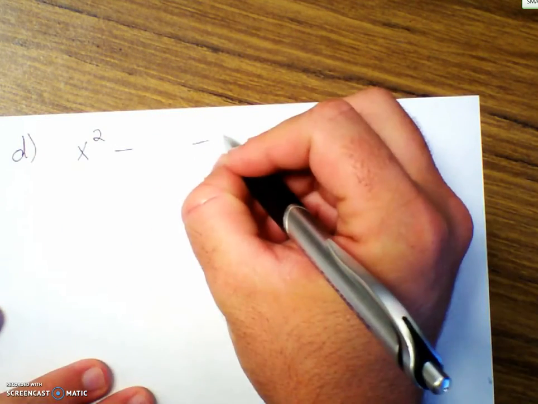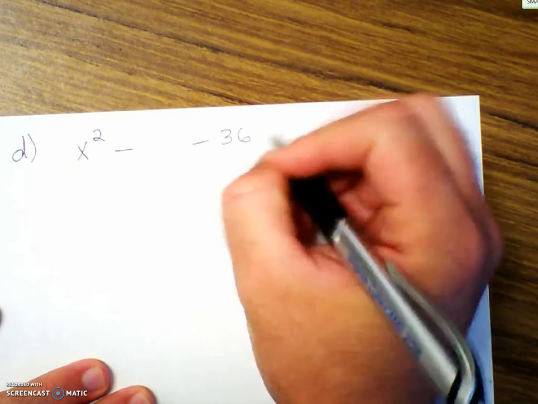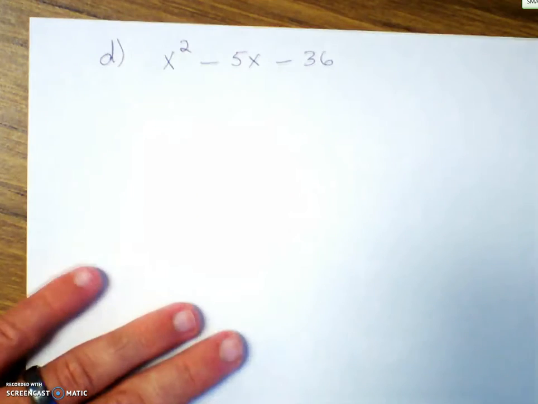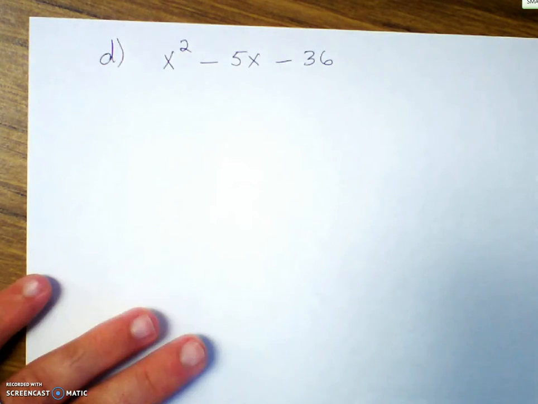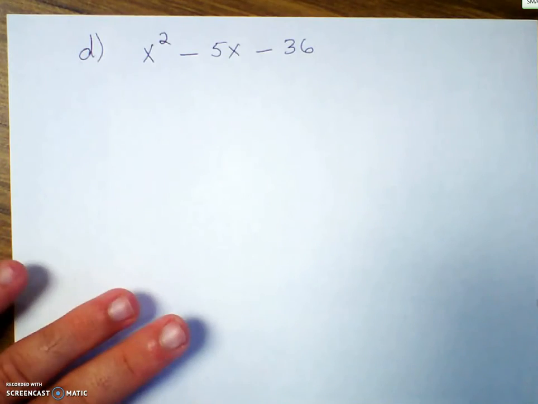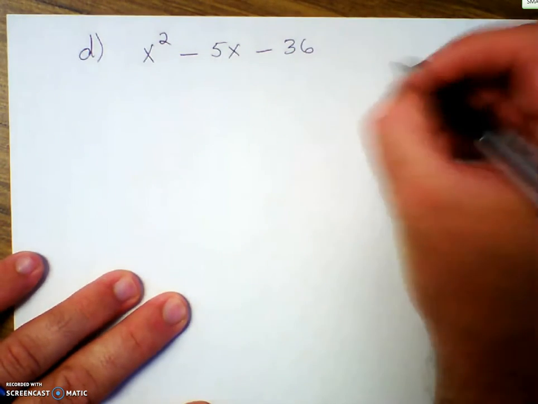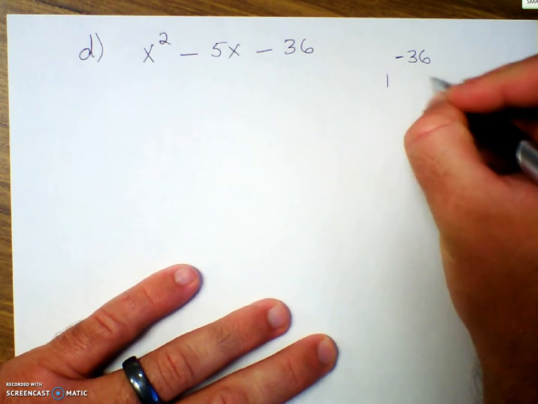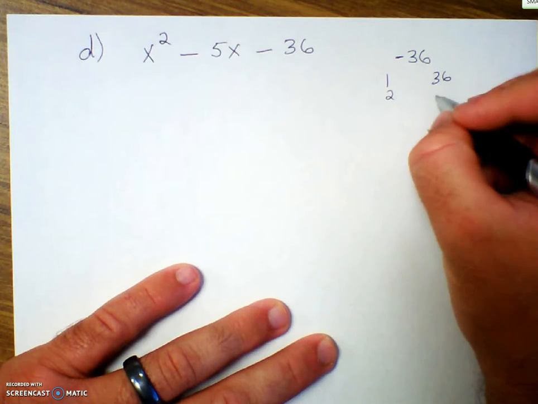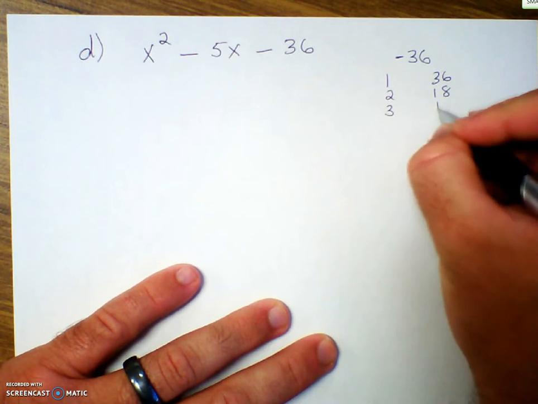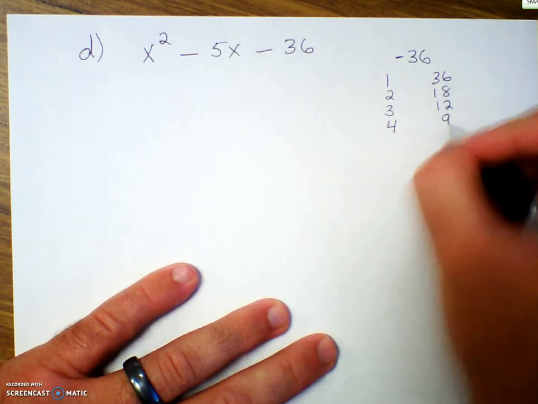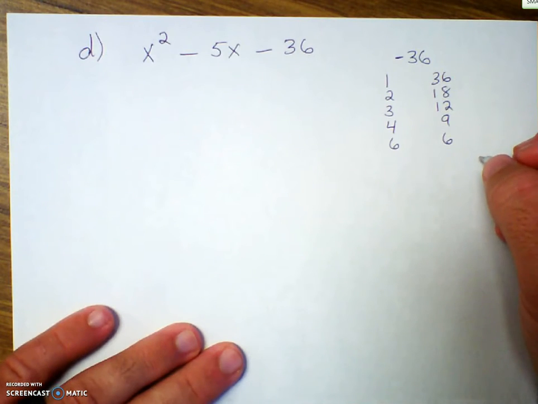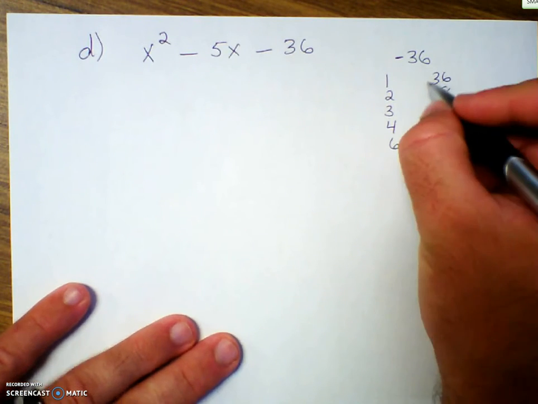Let's try this one. Okay, x squared minus 5x minus 36. So, if you'd like to, pause the video for a second and try to list out all the factors of negative 36. So when you do that, you get 1 and 36, 2 and 18, 3 and 12, 4 and 9, 6 and 6. It's a lot of factors of 36. And to get a negative 36, one of them has to be negative, so I'll make these negative first.